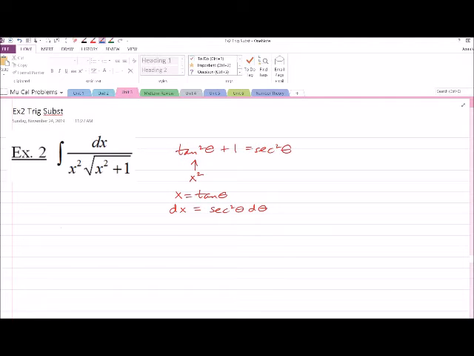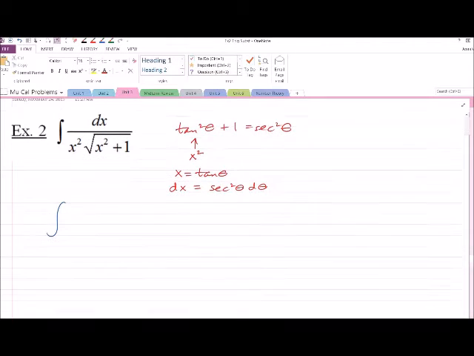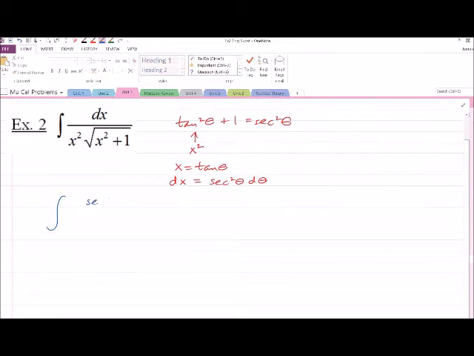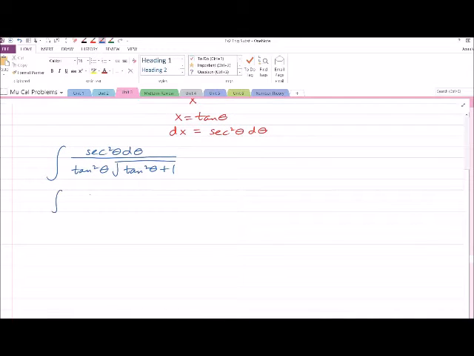So now I'm ready to substitute. In place of the dx, I need to put secant squared theta d theta. In place of the x squared, I have tan squared theta. And then in my radical, that's going to be tan squared theta plus 1. So working with the trig functions, I'm going to simplify a little bit before I anti-differentiate.